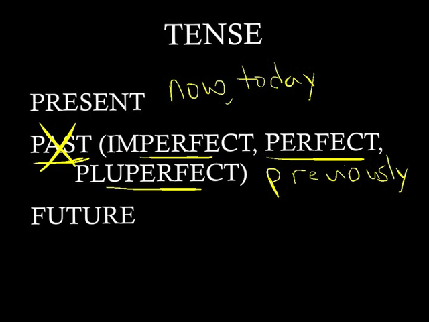And then the future tense, we're actually not going to see the future tense until way at the end of next year. But the future tense is something that's happening after today. So tomorrow, I will rake the leaves in my yard. So that is a future tense verb. But when we talk about tense: present, happening now; imperfect, pluperfect, and perfect, previously; future, sometime after right now.